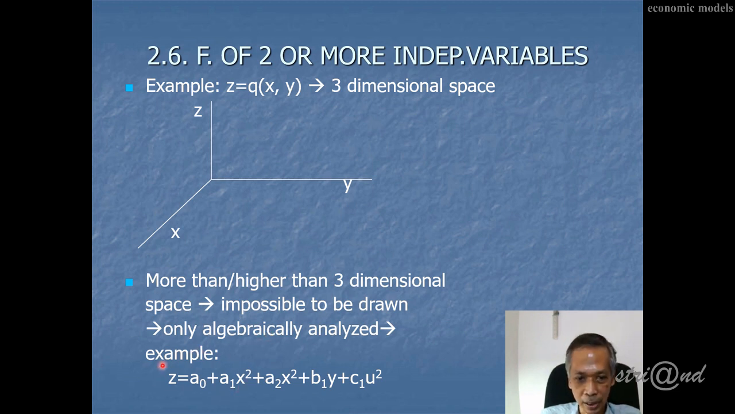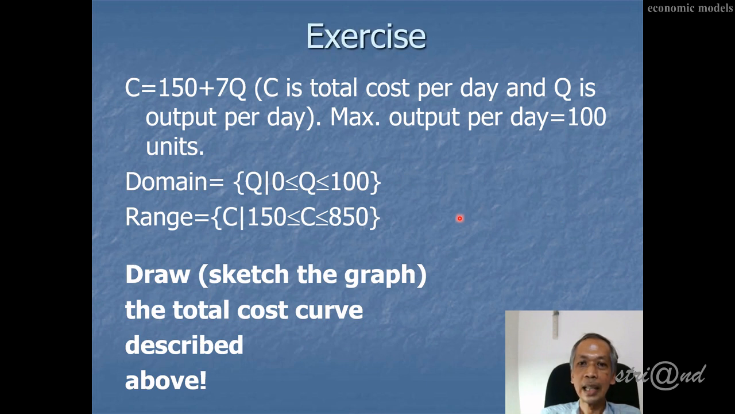Okay, like this one, for example, z in this example is influenced by x, by y, and by u. It is very difficult for us to express this in visual dimensions like this one. Okay, now let's see the exercise. This is the exercise for the topic that we have discussed today.